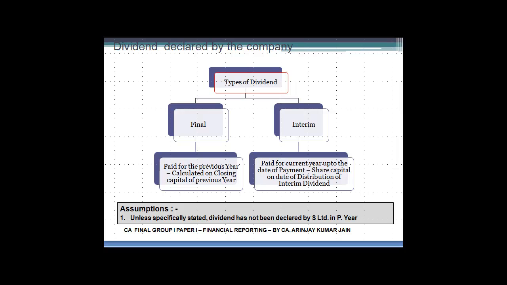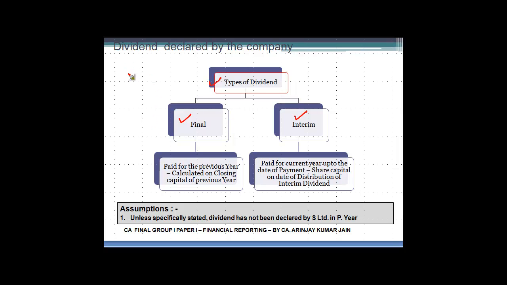Let's understand a little more about the dividends declared by the subsidiary company, right? And I'm talking about subsidiary only. Parent it's simple because it's just as normal as the normal dividend declared by any company. When a subsidiary company declares dividend, it can declare two kinds of dividend. One is the final and the other one is the interim, right?